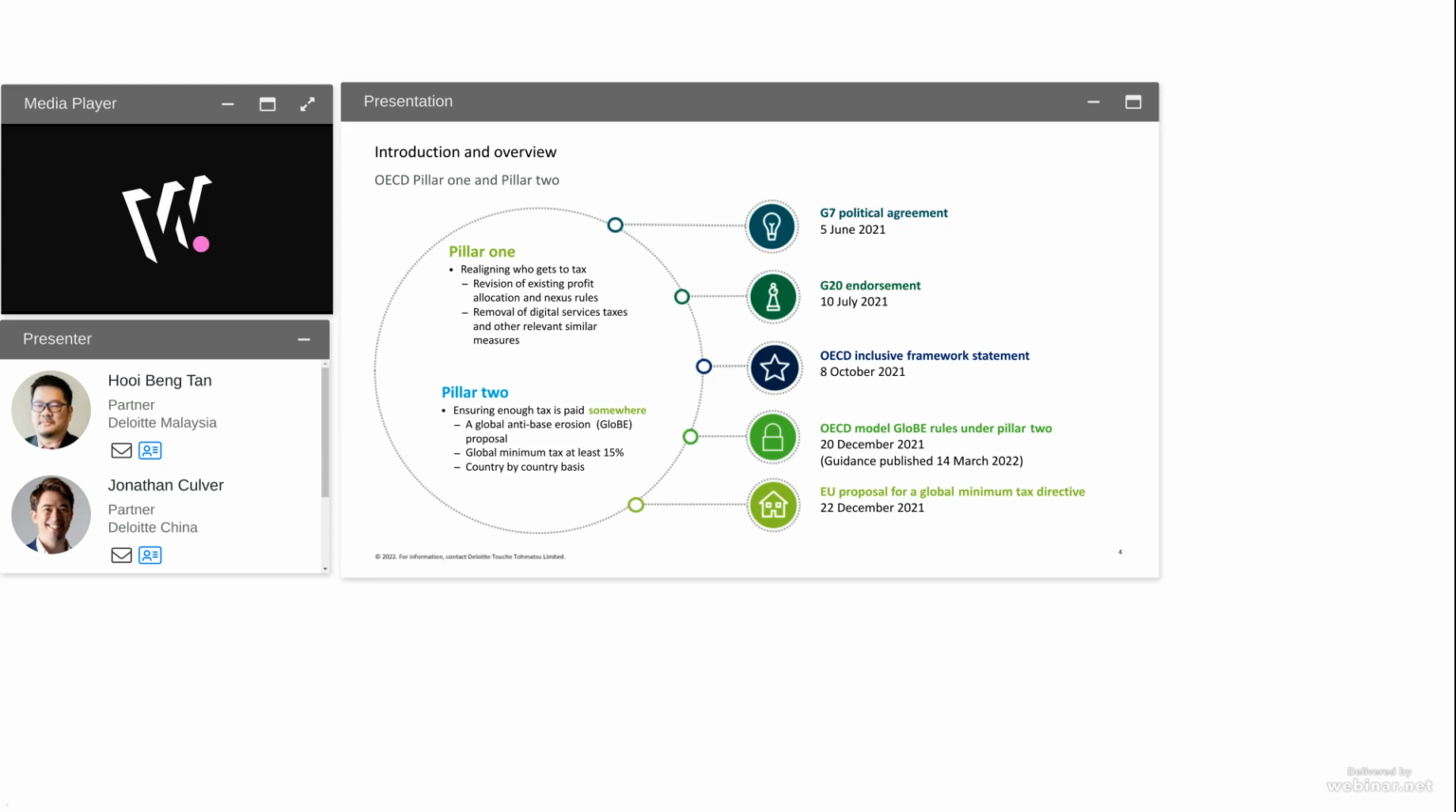You'll recall that last year we had agreement by over 135 countries and model rules were released by the OECD in December of last year, followed shortly by the draft EU directive. But here we are reaching towards September 2022 and we're still waiting for a lot of detail on Pillar 1 and we're yet to see agreement by the EU on the draft directive around Pillar 2.